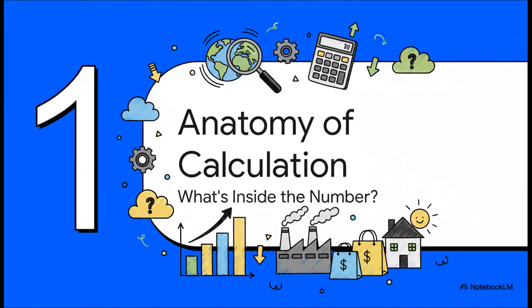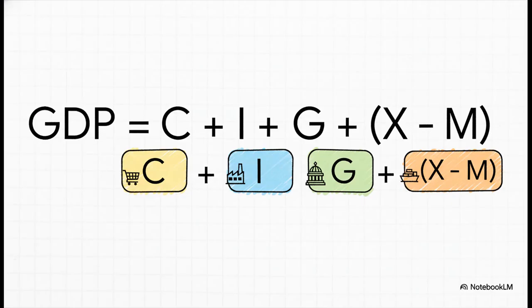All right, so how do they actually do it? How do economists come up with this gigantic number? Well, to really get what's being counted, we've got to pop the hood and look at the engine, the core formula. You can almost think of it like a recipe for the whole economy. And here it is. This is the recipe. It's the most common way to calculate GDP, and it's called the expenditure approach.